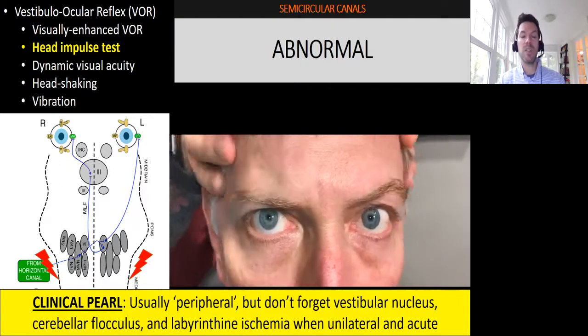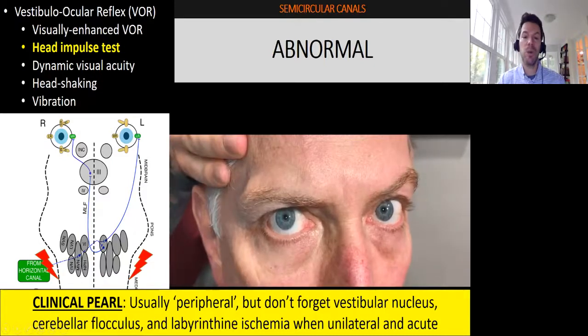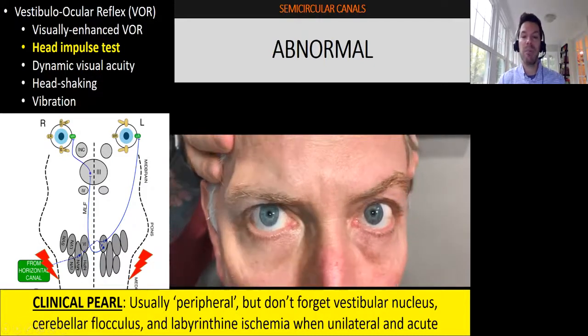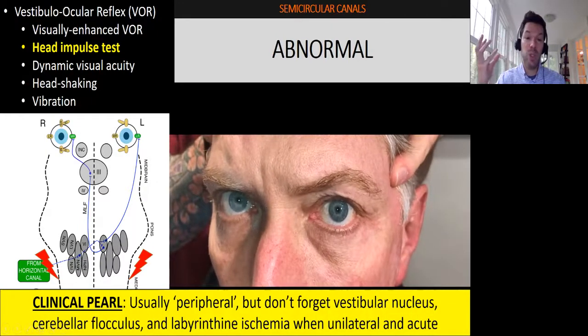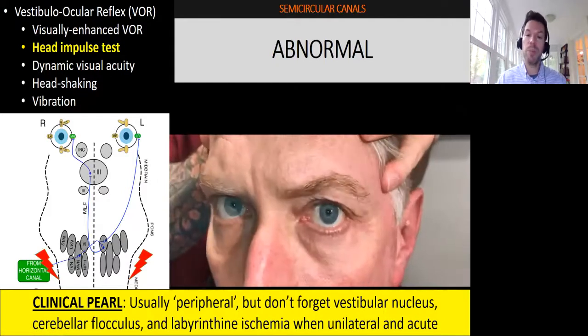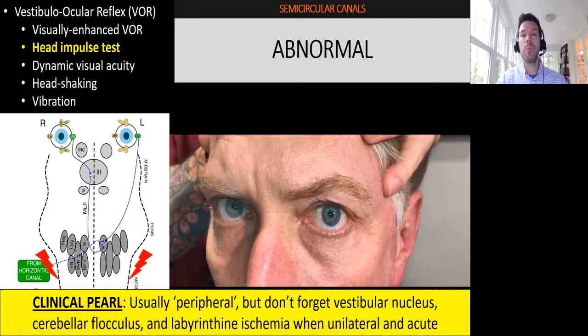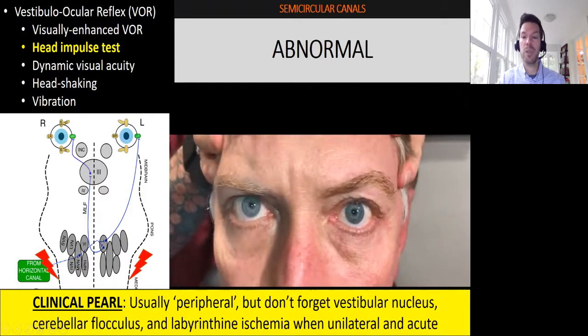Don't forget about the cerebellar flocculus. The flocculus has a role in modulation of the VOR. Labyrinthine ischemia as well. A patient can have an ear stroke, a labyrinthine stroke that is peripheral, but it's a peripheral etiology or a peripheral localization due to a dangerous etiology that is a vascular one.